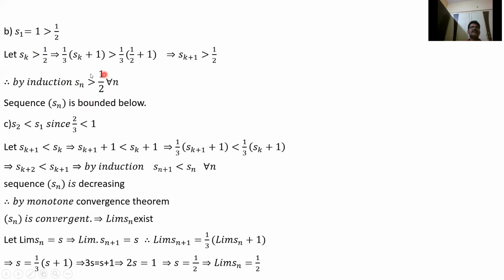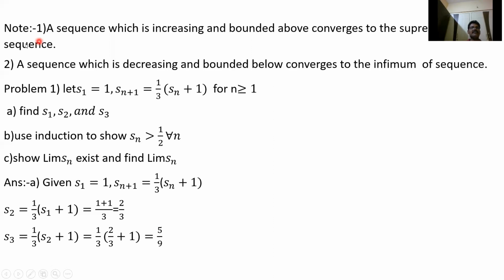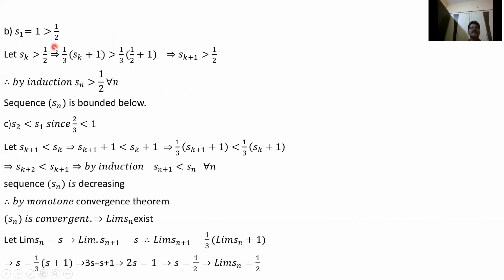So first I will take S1. What is S1? By the definition already given, S1 is 1. So S1 equal to 1, and 1 is greater than 1 by 2. So therefore it is true for n equal to 1. Let it be true for n equal to k. Let Sk be greater than 1 by 2. So what does Sk greater than 1 by 2 imply?